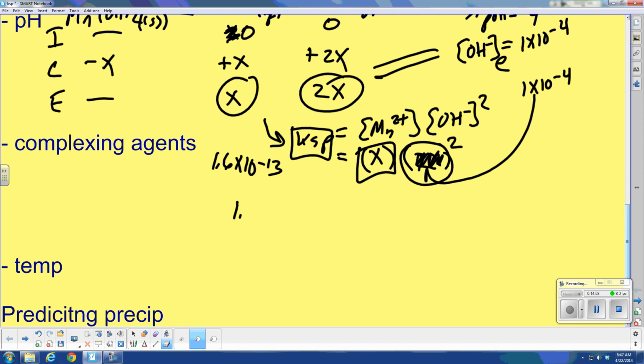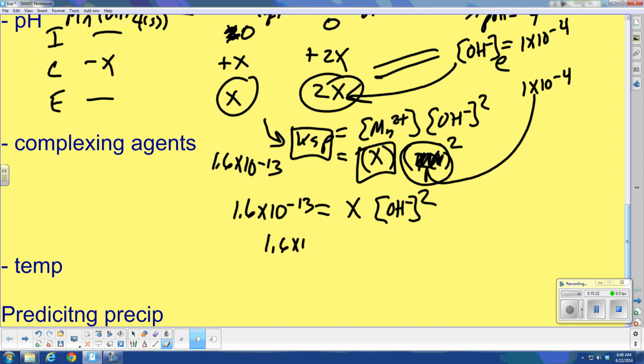Let's restate that. I have 1.6 times 10 to the minus 13th is equal to my X times my hydroxide concentration squared. Got it? We're not going to put in the 2X here. We're going to put this. I already know that this is equal to 1 times 10 to the minus 4th. So I have 1.6 times 10 to the minus 13th is equal to x times 1 times 10 to the minus 4th squared. And I'm going to solve for x, and that'll give me my solubility. All right? Good. I hope that's making some sense.